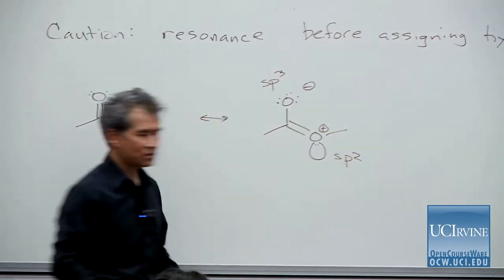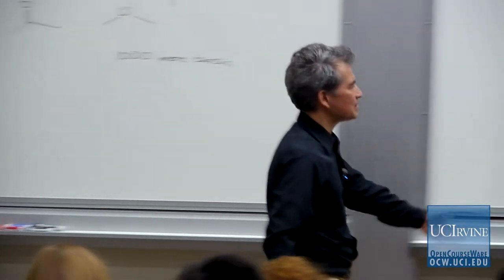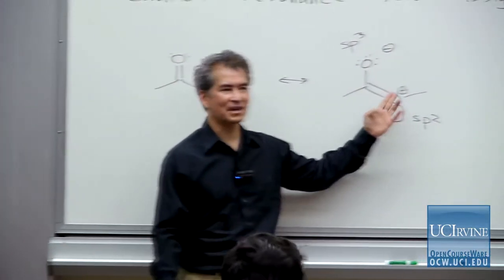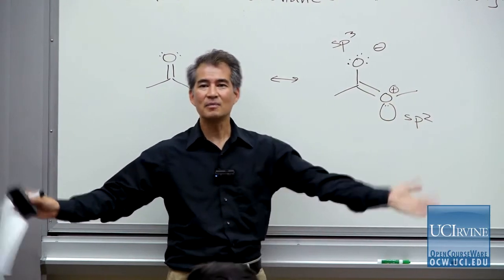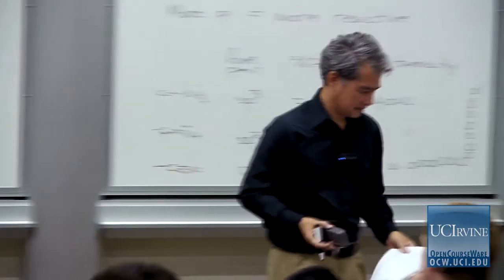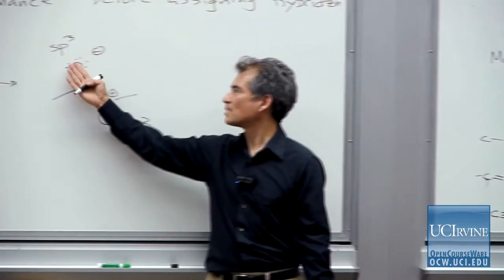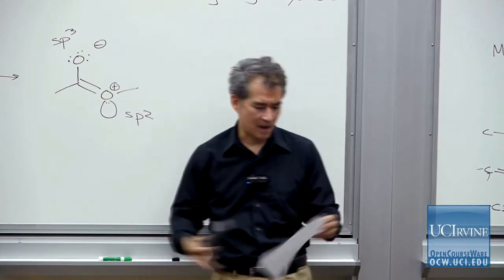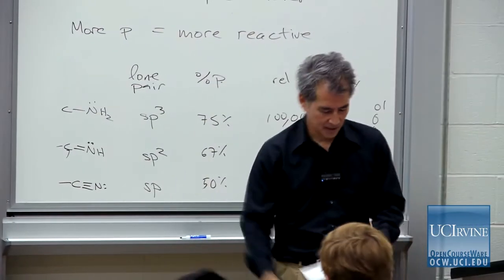And if you draw the charges, it's even less likely you would ever in your life make the mistake of trying to protonate this oxygen atom on the bottom. Who would do that? Nobody. Nobody would make that mistake. So you have to think about resonance before you try to assign hybridization. And as soon as you draw the resonance structure, it's absolutely clear that this is the more reactive set of electrons on the top oxygen. There's no cases where the carboxyl oxygen on the bottom is more reactive.